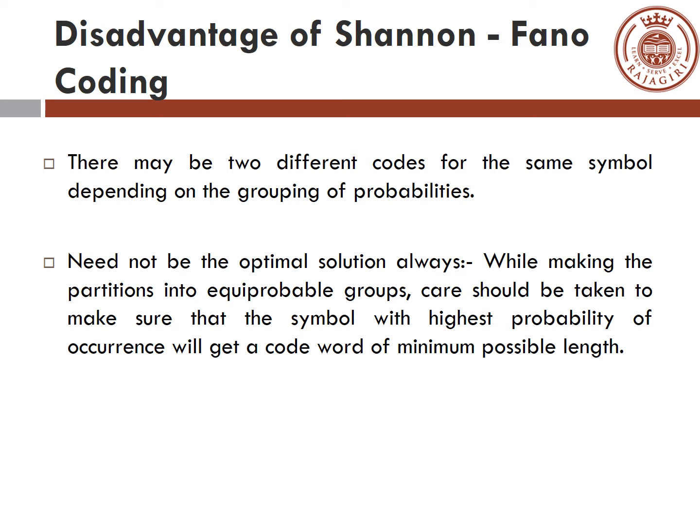So when we are trying to make them into equiprobable groups, care should be taken that the symbol with the highest probability of occurrence will get a code word of minimum possible length. This is something that we have to ensure. These are the two disadvantages that are normally seen when we consider the Shannon-Fano coding procedure.